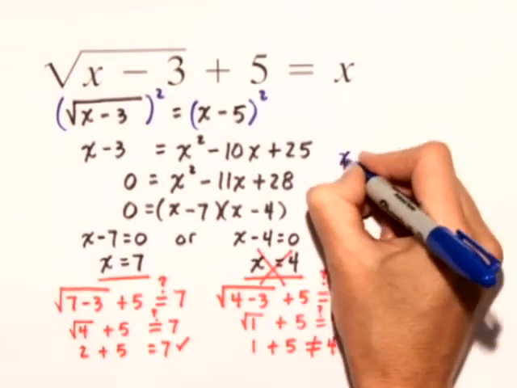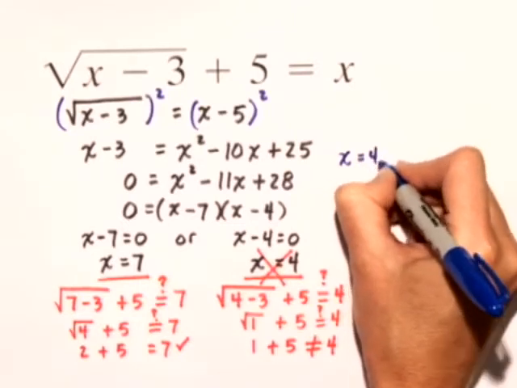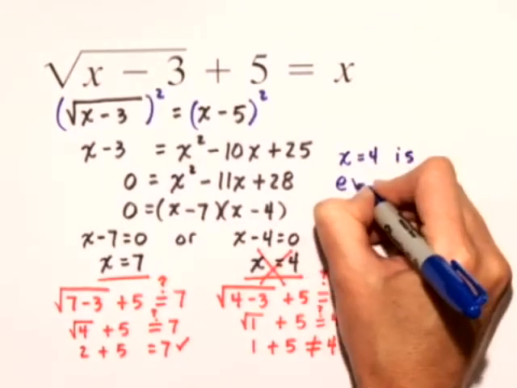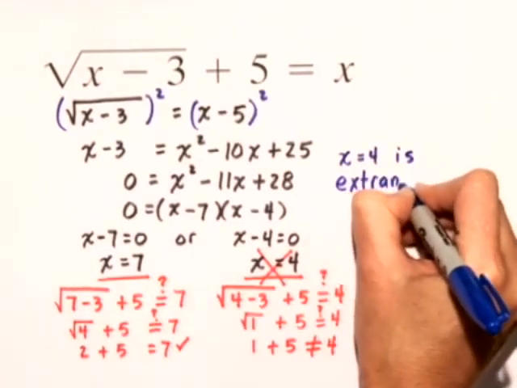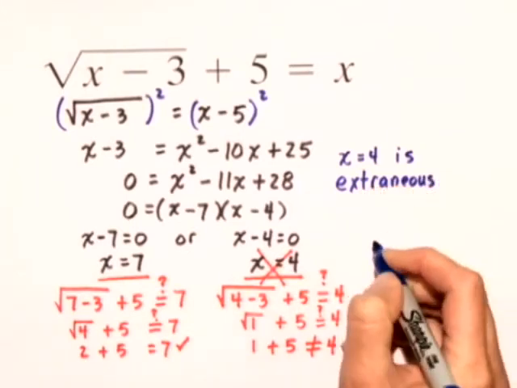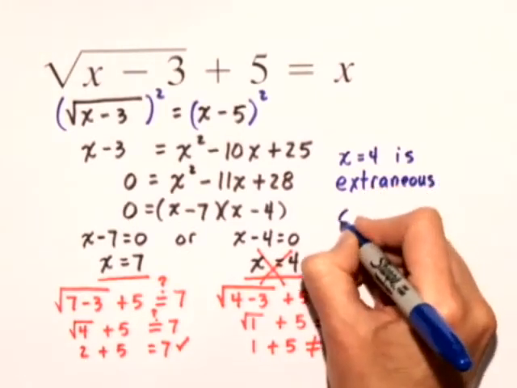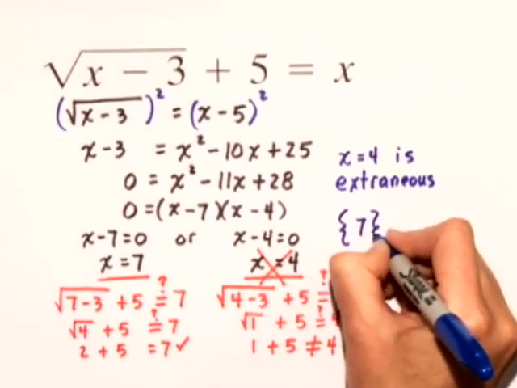And it's important to note that here. X equals 4 is extraneous, so it's not part of the solution set. The solution set is the set containing 7.